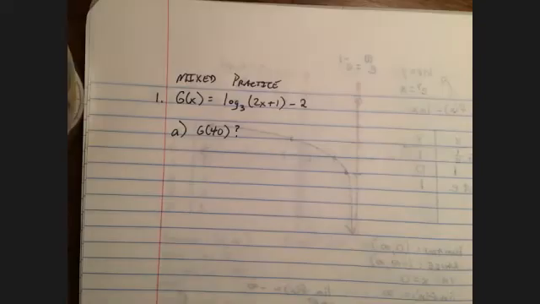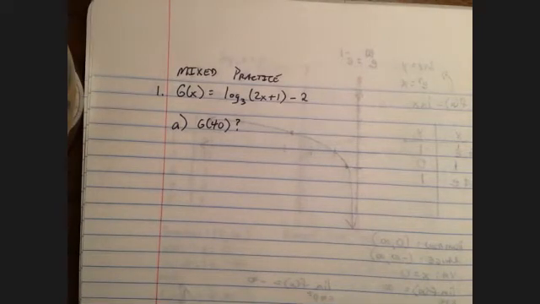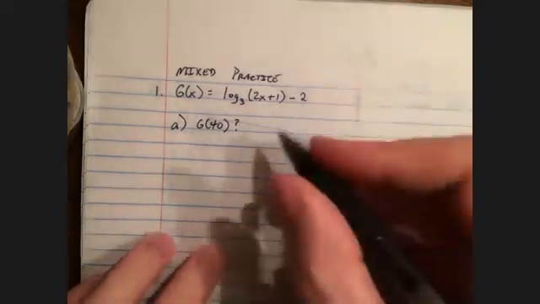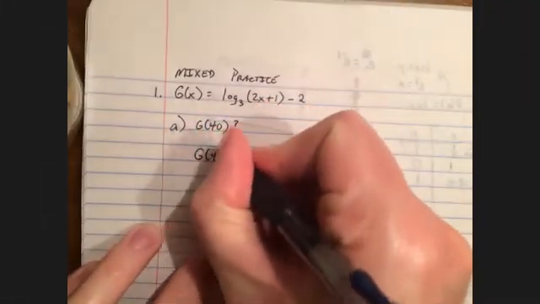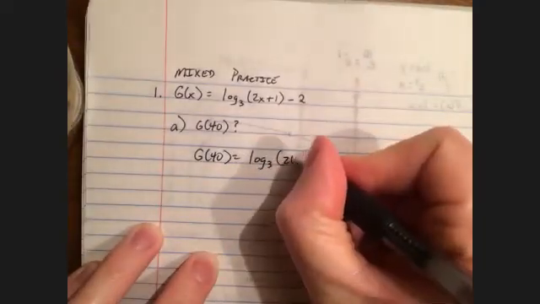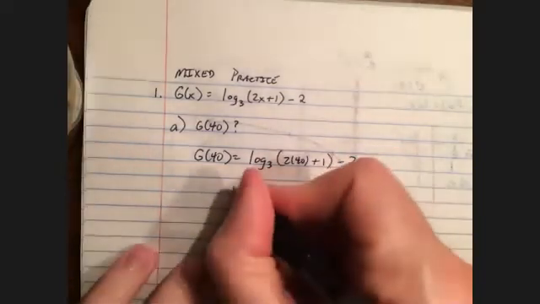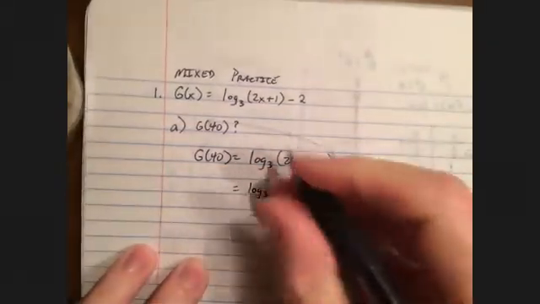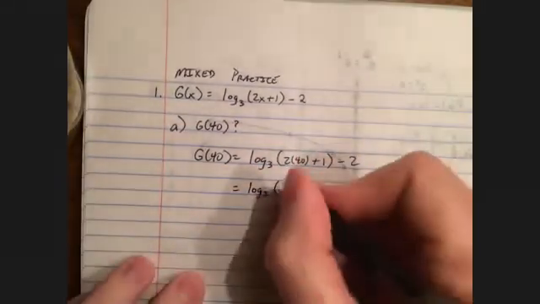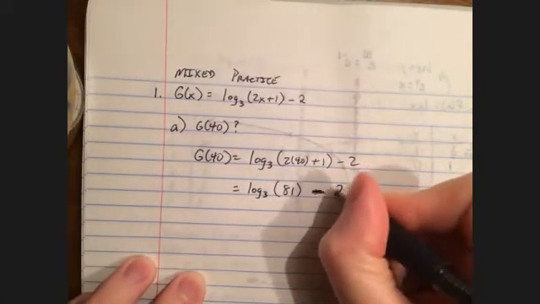All right, let's finish up with some mixed practice. So here's our given function, g of x. First part is what's g of 40? So g of 40 would be log base 3 of 2 times 40 plus 1, minus 2. So we're looking at log base 3 of, well, 2 times 40 is 80, plus 1 is 81, minus 2.